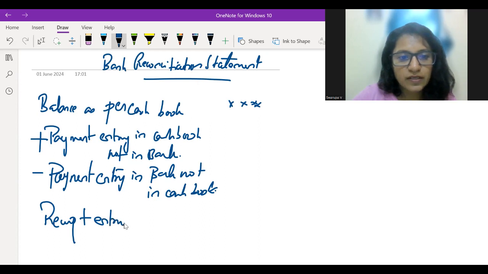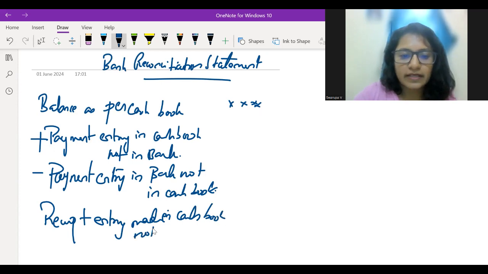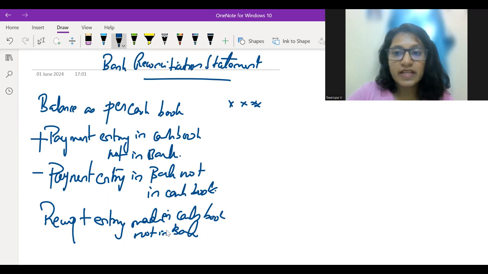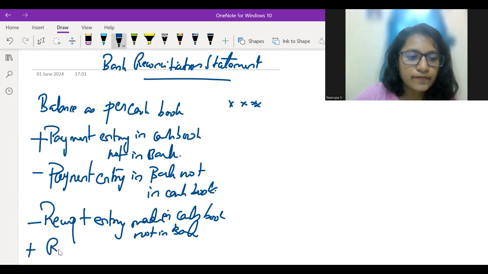Now under receipt, receipt entry made in cash book, not in bank. So there is a receipt entry in the cash book. So I have increased my cash book balance, but the actual balance in bank has not yet increased. So now what do I have to do? I have to reverse the entry. Earlier I increased the balance, now I have to reduce. So I have minus.